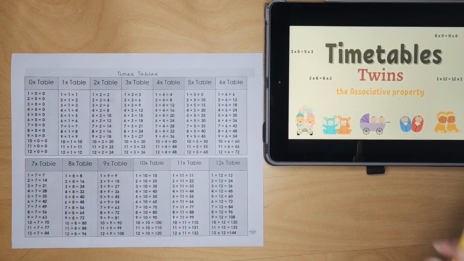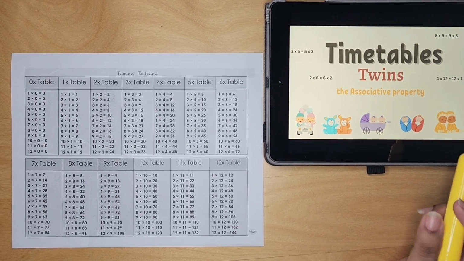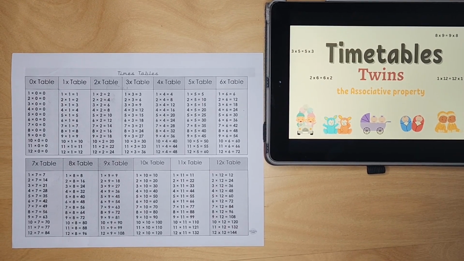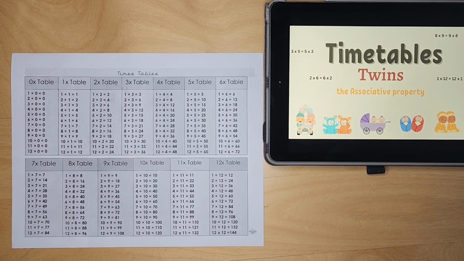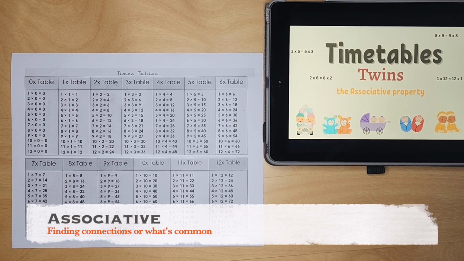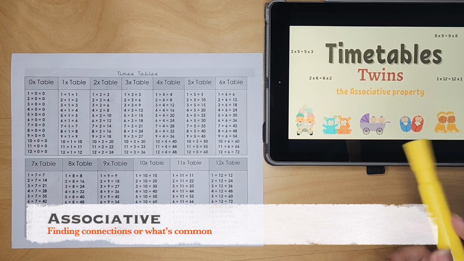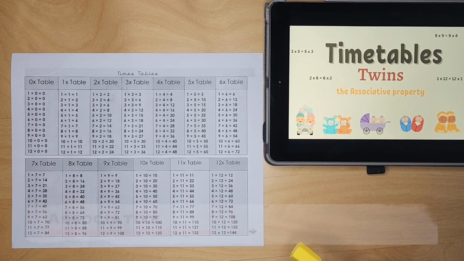Today we're going to talk about times table twins, the associative property. Sounds like a huge, big word. So we'll try and understand what it means. Associative means a connection between something. So we're going to try and find connection between times tables so it's easier for us to learn.